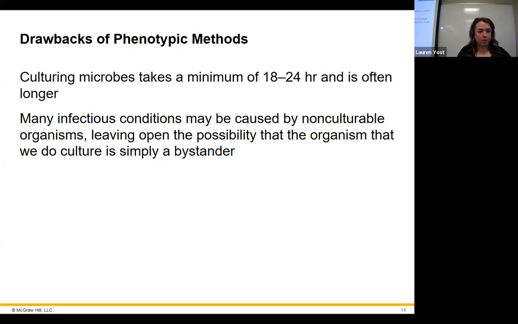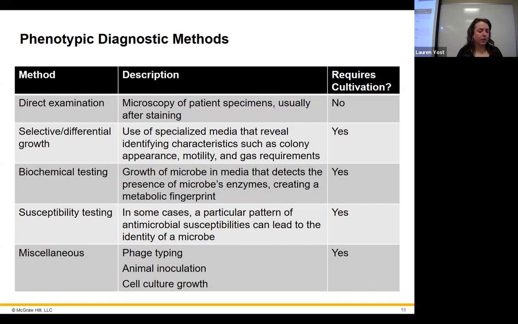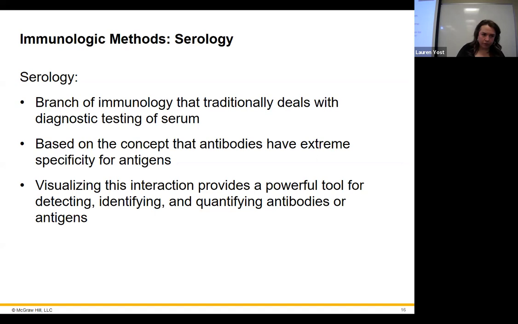So that's where we get into the serological methods, which is immunological methods, as well as the genetic methods. So those will be a little bit more quick. We don't have to rely too much on that incubation period. Anyway, so this is just a rundown of what we kind of just talked about, and whether it requires cultivating and stuff like that. So we're moving next into serology.